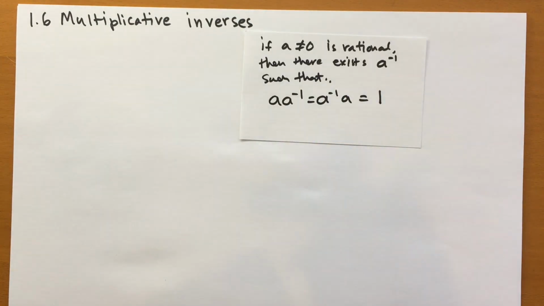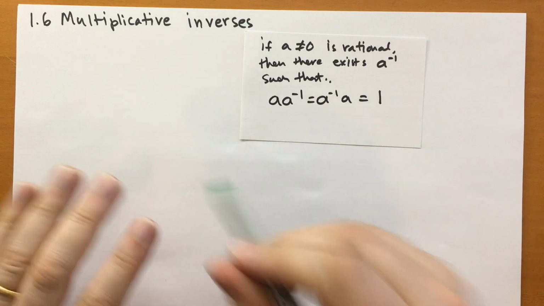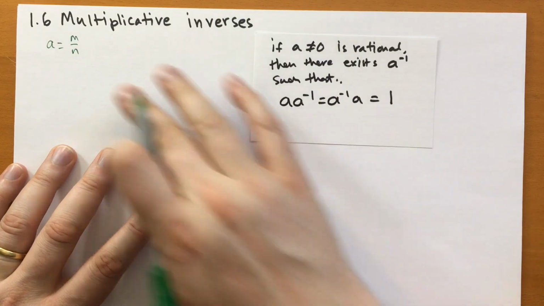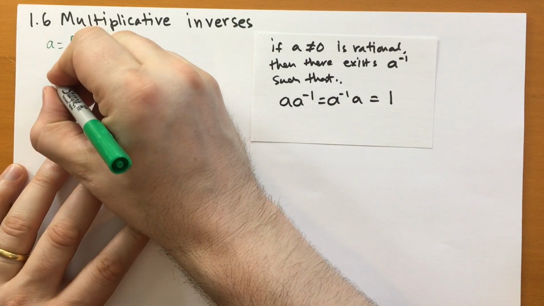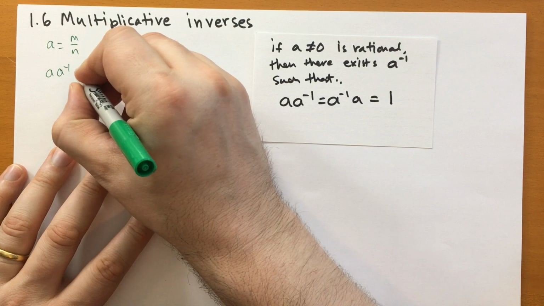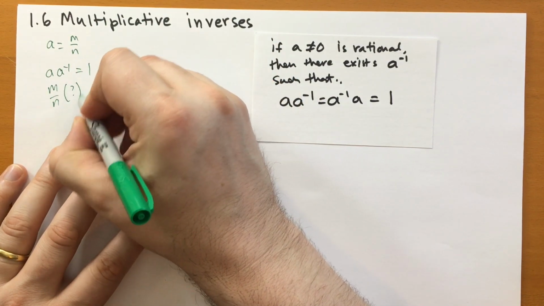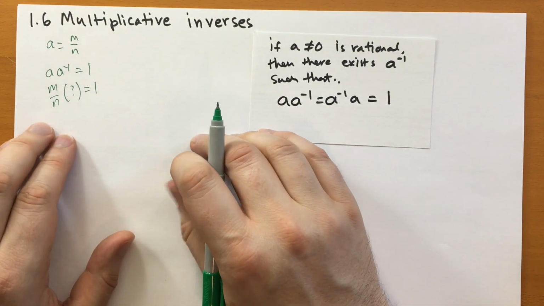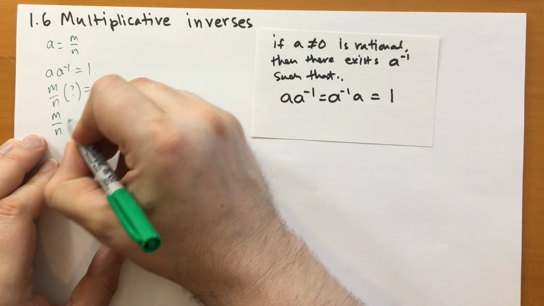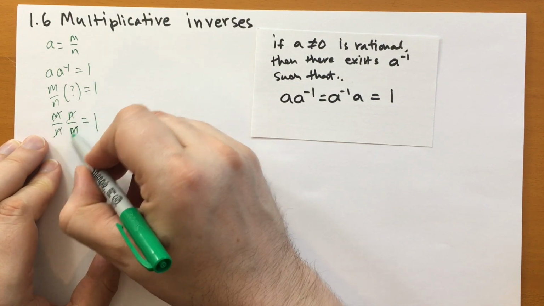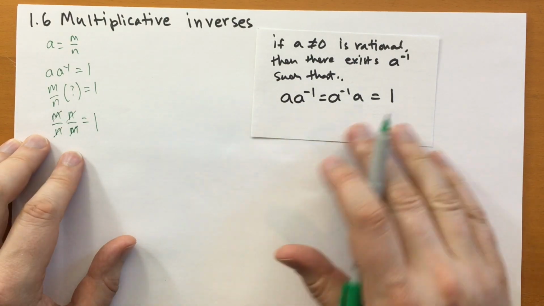Let's prove this. So let's grab a different colored marker. Let's use this fine green Sharpie. Okay, so we have a equals m over n, and we want to prove that there is a number that you can multiply this by. So a times a to the minus 1 has to equal 1. So that would be m over n times something has to equal 1. And what could that possibly be? Well, let's guess that it is n over m. And sure enough, the factors all cancel out, and you're left over with 1. That's the proof. There it is.